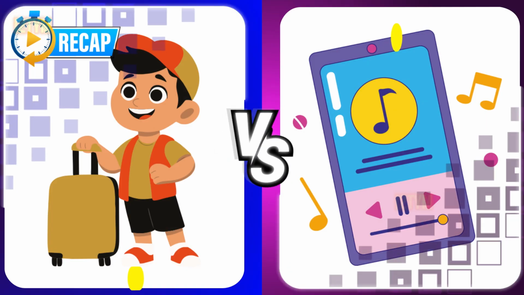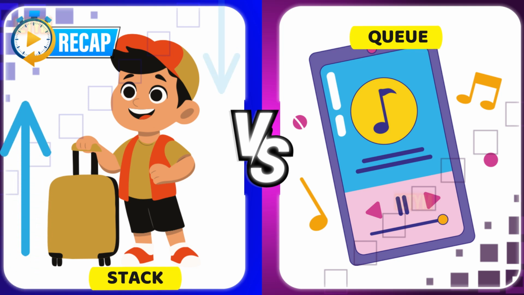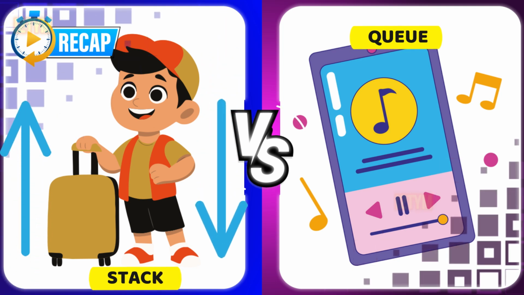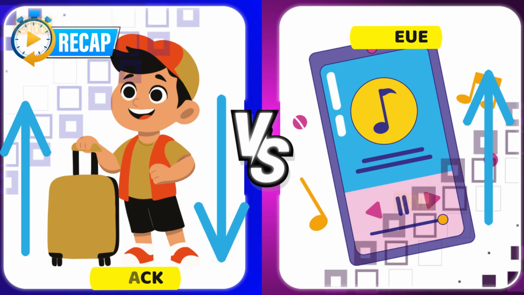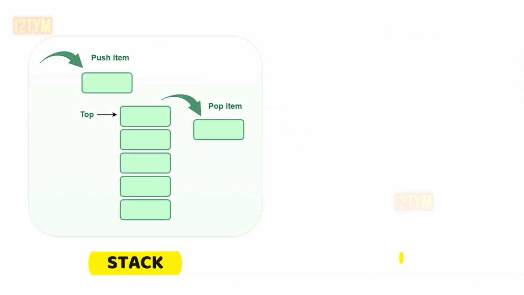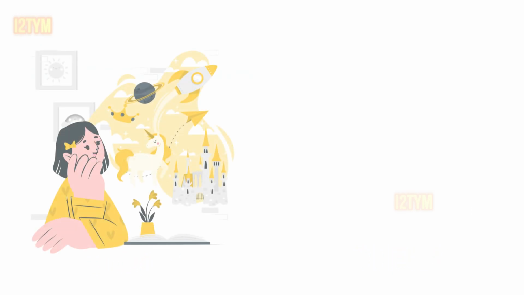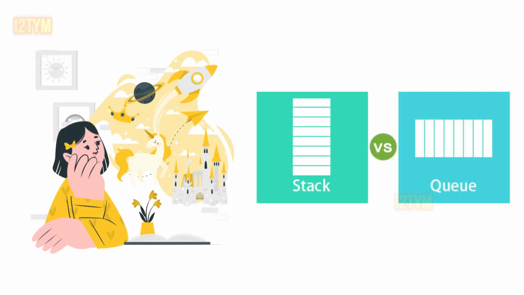Quick recap time. A stack is like a suitcase. You pack it from the bottom up and unpack from the top down. A queue is like your playlist. Songs play in the order you added them. Stacks use push and pop. Queues use enqueue and dequeue. So there you have it. Stacks and queues explained with a hoodie and a playlist.